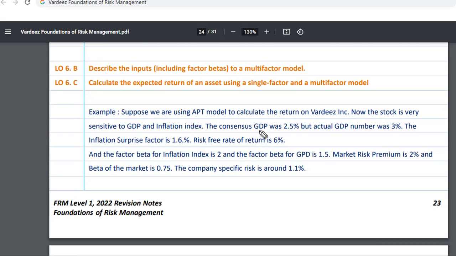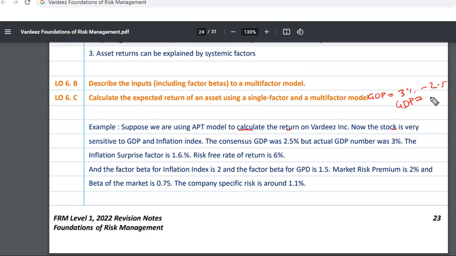So here we have to calculate the F, the GDP factor basically. The consensus GDP was 2.5%, the actual GDP was 3%. So the factor GDP would be the actual 3% minus the expected 2.5%. So that is going to be 0.5%. This is the factor GDP.